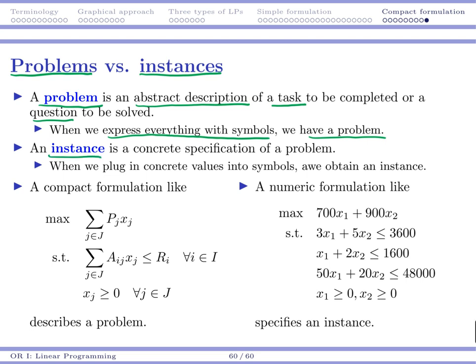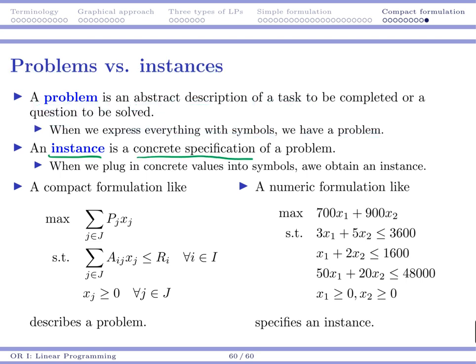An instance, on the other hand, is a concrete realization or a concrete specification of a problem. When we plug in concrete values into those symbols, we are obtaining an instance. Okay, so we obtain an instance. So these examples are here. A compact formulation looks in this way. Okay, everything is in symbols. And once we plug in values, that becomes an instance.